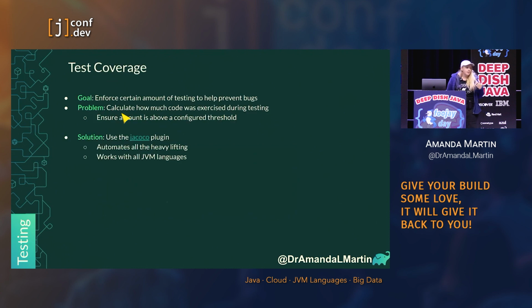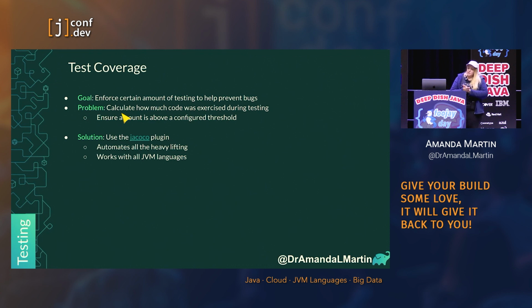So another big part of testing is test coverage. With TDD, I've heard that 5 tests per line of code is one of the recommendations, which seemed a little high. Anyone have a better number than 5? No? I've never had 5 tests per line of code personally, but I guess some people do.